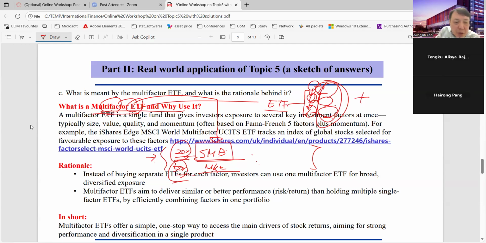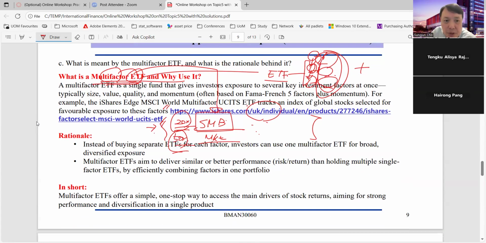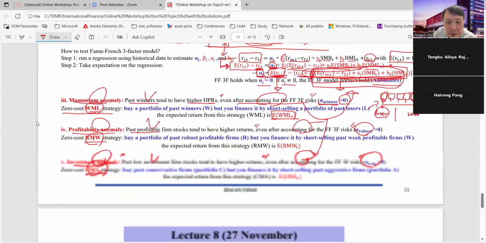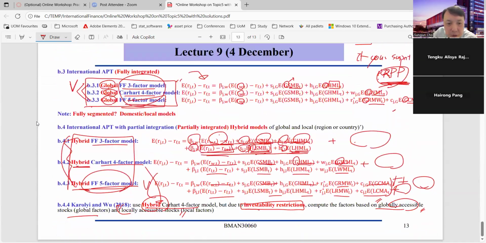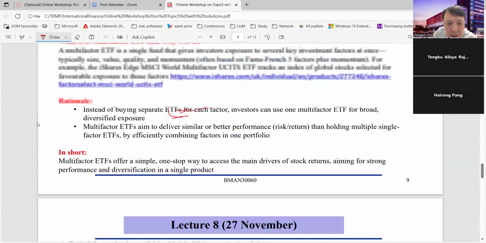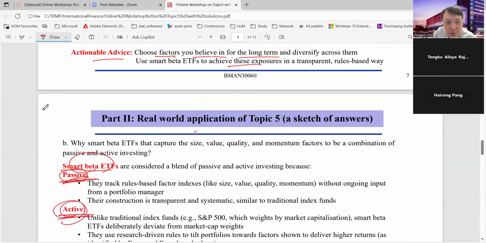They were thinking about introducing a multi-factor ETF when this case study was done. And actually nowadays, multi-factor ETFs are available in the market. So if you click this URL, you will find more information about that. Okay, so that's the practice questions on topic 5. I have almost reviewed all the key points, and I provided all the answers to the practice questions.